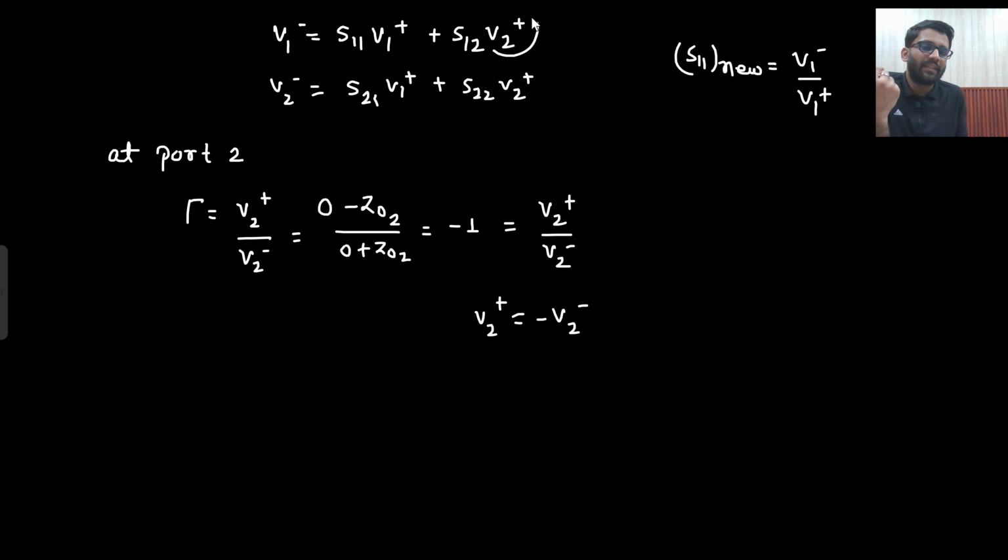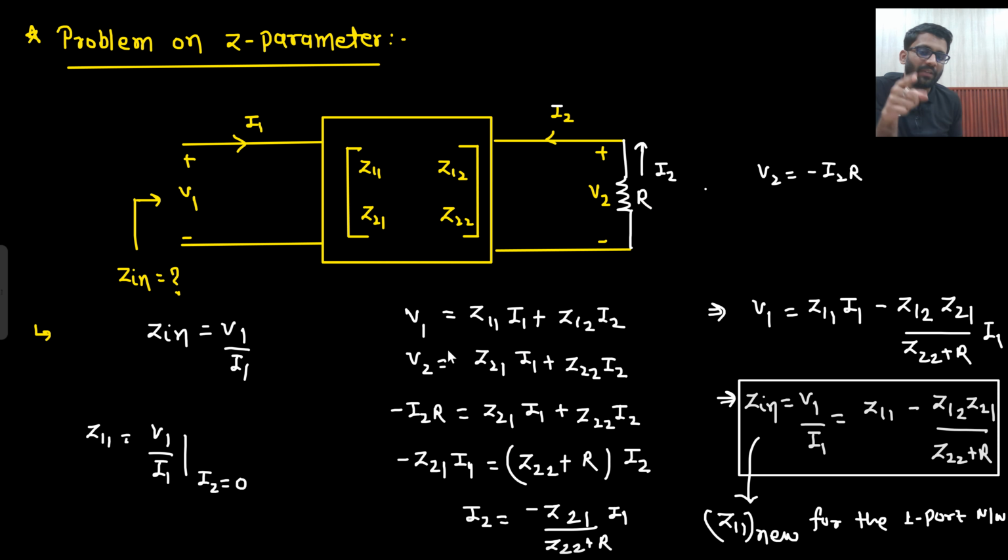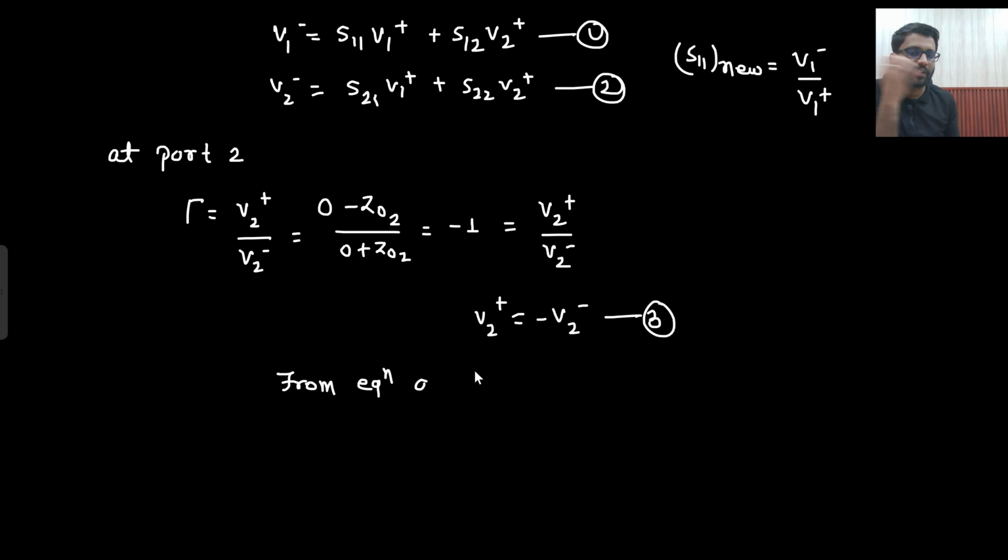So here my target is that this V2 plus should be gone. In this, this is my equation 1, this is my equation 2, and this is my equation 3. So from equation 2 and 3, ditto the same thing I was doing in the Z parameter as well. I was finding a relation between V2 and I2, then replacing it. Same thing I am going to do here from equation 2 and 3.